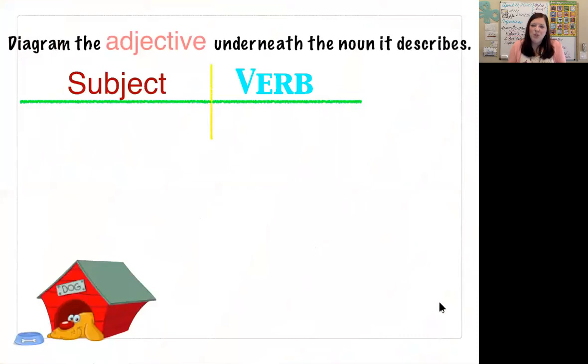Now, when we're talking about diagramming adjectives, you diagram the adjective underneath the noun that it describes. Let's say the adjective is describing our subject. We would draw a line underneath the subject and then write the adjective on the line. Let's look at some samples.